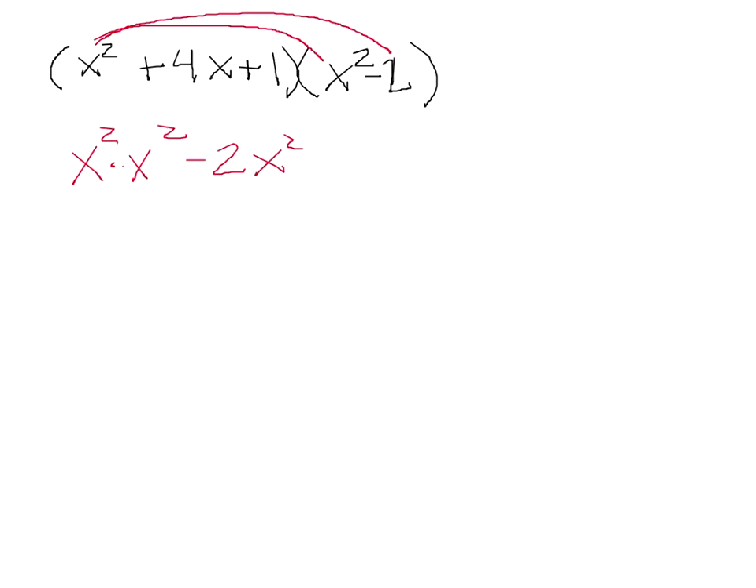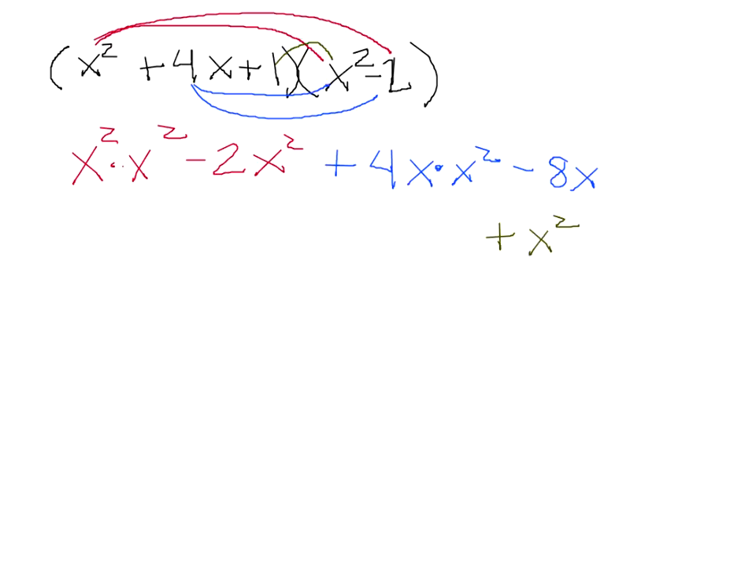And then I take the second one, so I get 4x times x squared and 4x times minus 2, so it's going to give me minus 8x. And then I got 1 times x squared and 1 times minus 2.